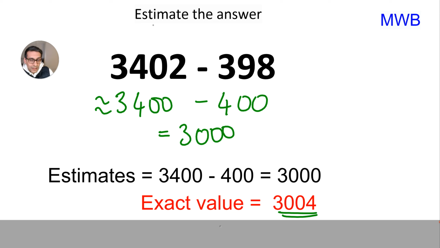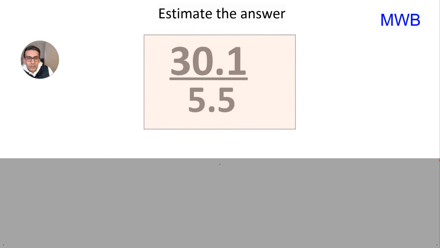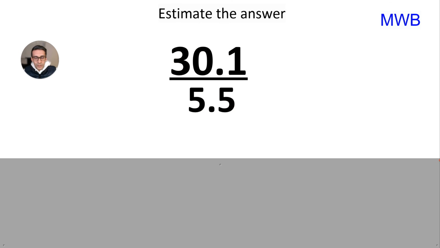Now, if you get a question like this in a test and it says estimate the answer, you should not be working out the exact answer at all. You should not even be writing that. This is just to show you how far off we are. What you want to write is what I've written in green, or what you see here at the bottom in black. Okay, so here's another question. Have a go with this one. What do you think this would round to?